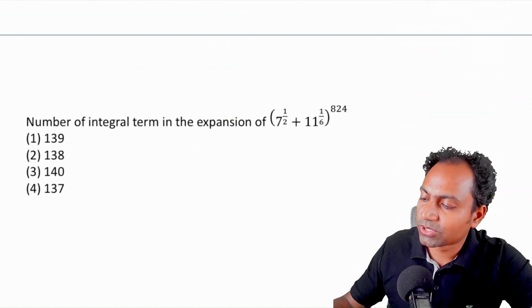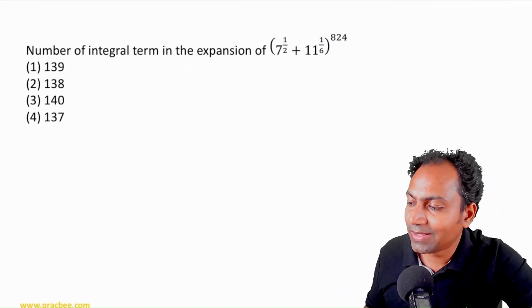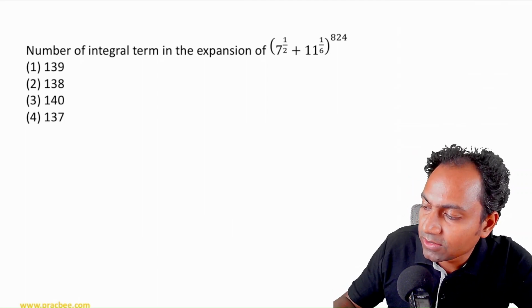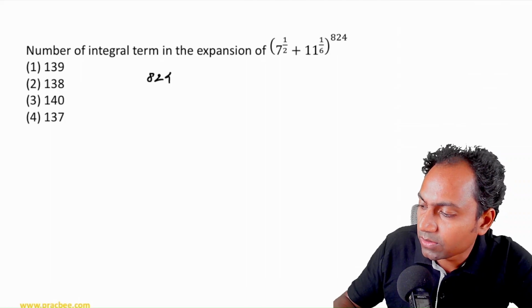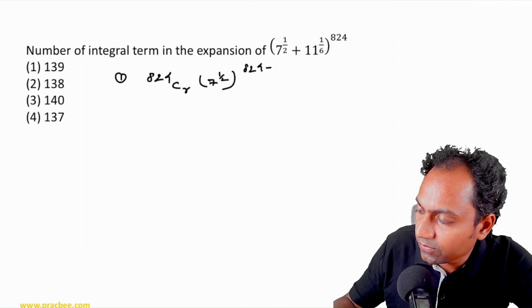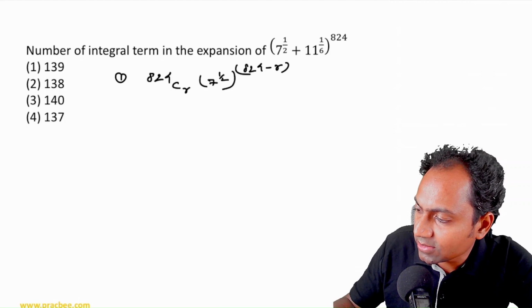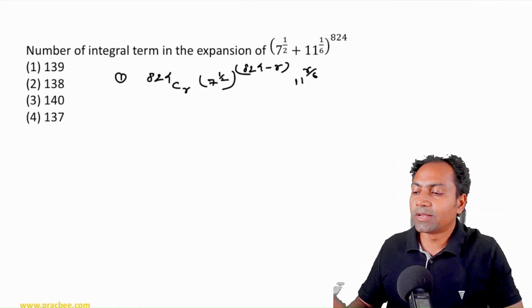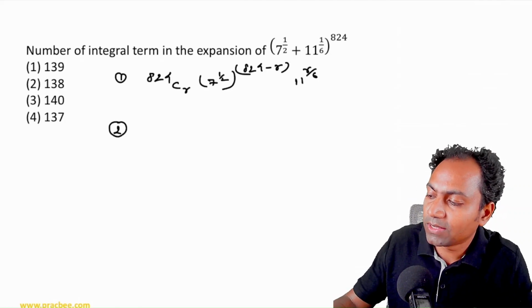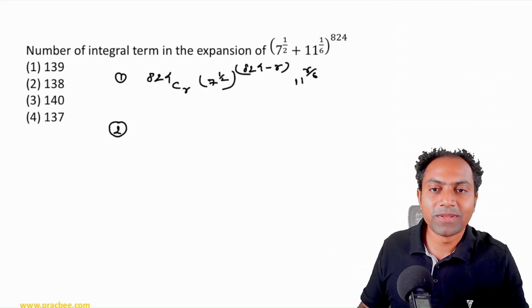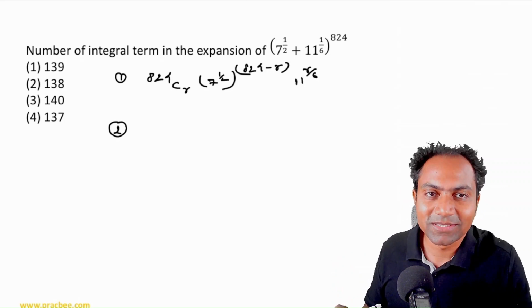Now let us move to the next question. If I look into this next question, it talks about the number of integral terms in this expansion. So if I want to find the integral terms, the method is we'll write the general term. That comes out to be 824 CR 7 raised to the power 1 by 2 raised to the power 824 minus R, and the next term becomes 11 raised to the power R by 6. So if I put this, ultimately the powers should not have any kind of denominator in order to make this term radical free or rational.